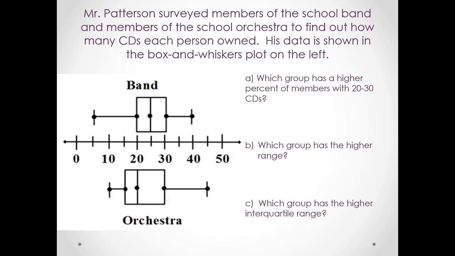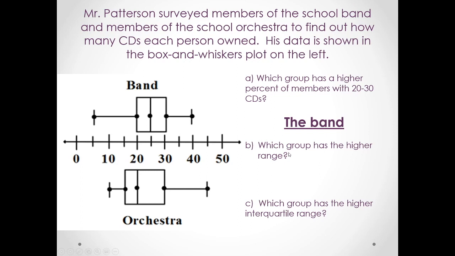So here's an example. Mr. Patterson surveyed the school band and the school orchestra to find out how many CDs everybody owned, and he showed his data in the box and whisker plots that you see here. So let's take a look at these and answer some basic questions. Which group has a higher percent of members with between 20 and 30 CDs? So this has 50%. So 50% of the band falls in that range. Here, only 25% of the orchestra falls in the range of 20 to 30. So which group has a higher percent? That's going to be the band.